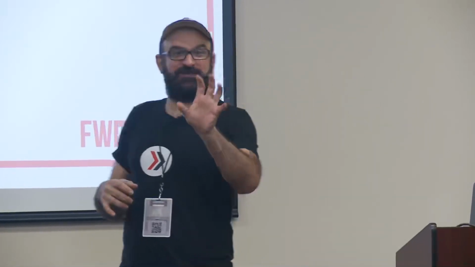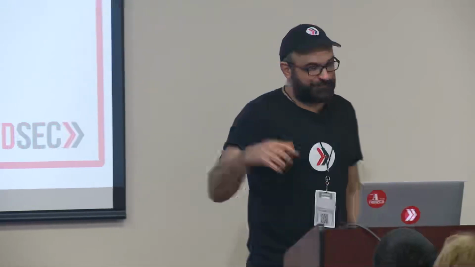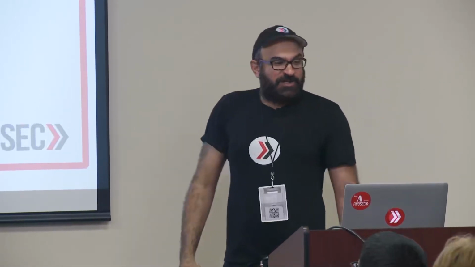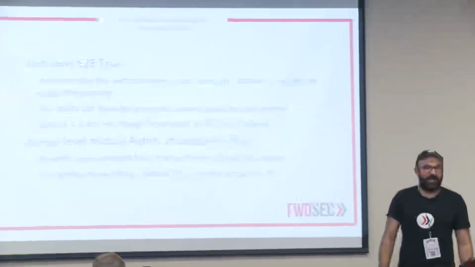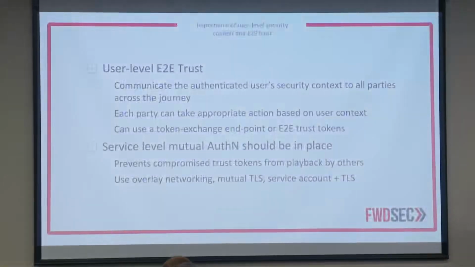So your application in the presentation layer is saying, hey, show me all the account balances for every account that I have. That first microservice receives that request, but it needs to fan that out to more microservices downstream. So in order to do that, you need to ensure that the authenticated user security context is communicated end-to-end, which is the end-to-end trust concept. With that concept, you communicate the authenticated user security context to all parties across the journey, and then each party can take appropriate action based on the user's context.